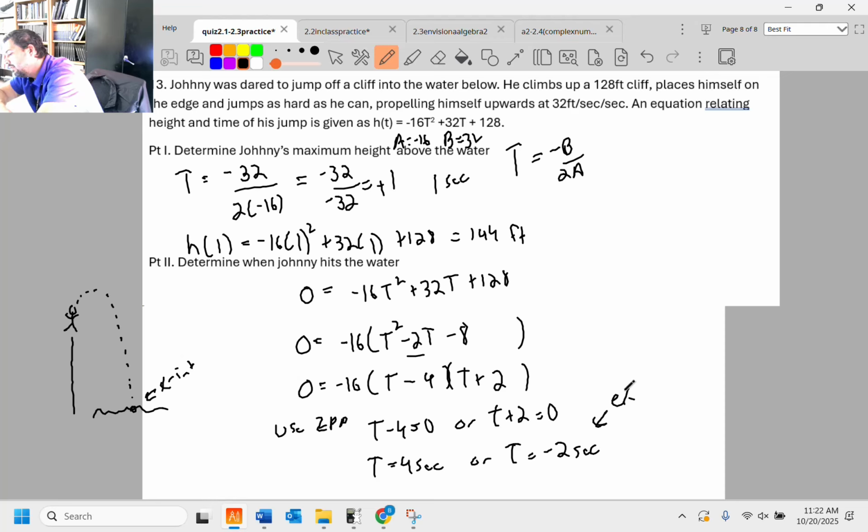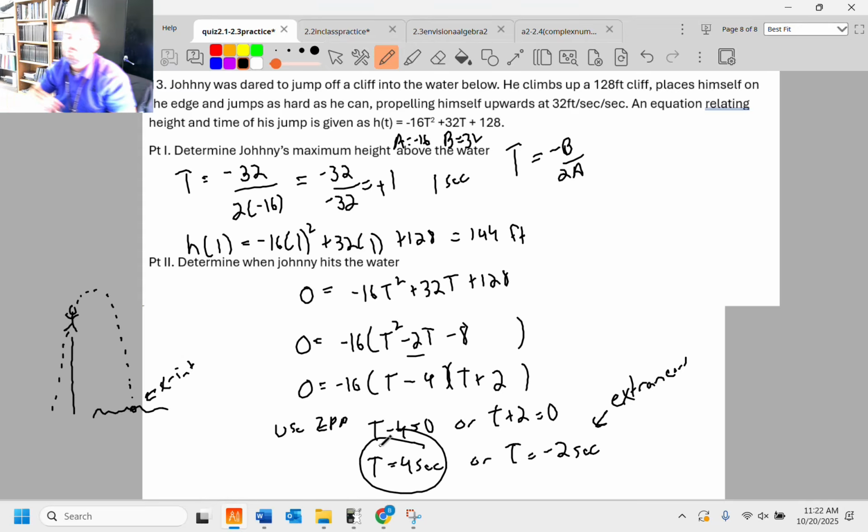We call this extraneous. I don't know if I've talked about that with y'all or not this year, but that is extraneous. It's a nonsense solution. That's saying that he hit the water 2 seconds before he jumped. He did not. That represents this case over here, which on a graph is there, but in the real world it's not. 4 seconds till he hits the water.